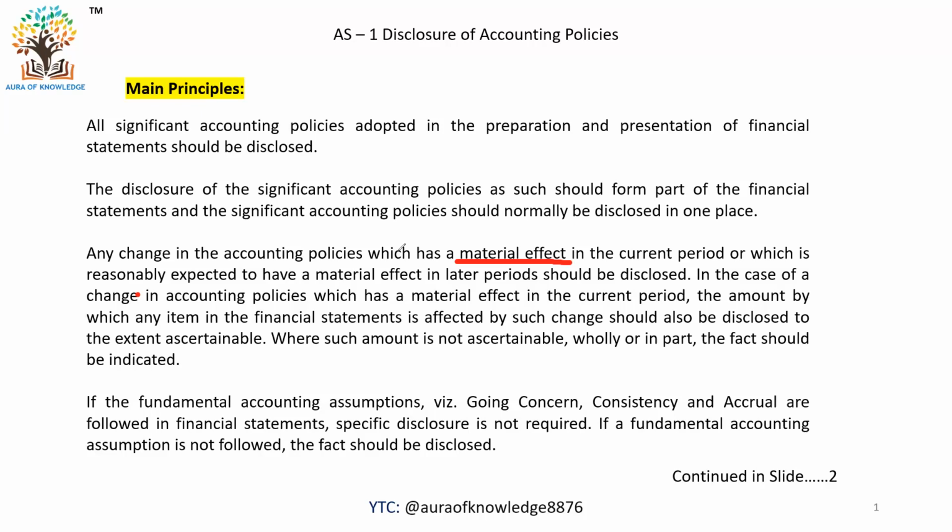Okay, like that you have to disclose the change is from SLM to WDV, and the value of that change, which is affecting my assets and also my depreciation or P&L, is so and so amount with this change. Okay, where such amount is not ascertainable, wholly or in part, the facts should be indicated. Suppose you are not able to ascertain the differences because you do not have sufficient data. Then you have to state even that aspect in the financials, that we are not able to disclose the effect of this particular change in the financial statements. That also you have to mention.